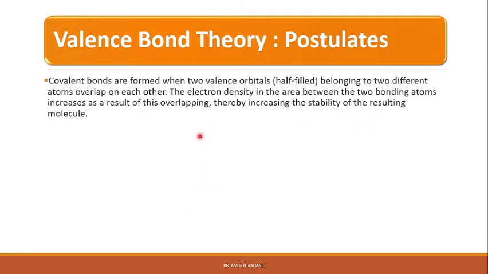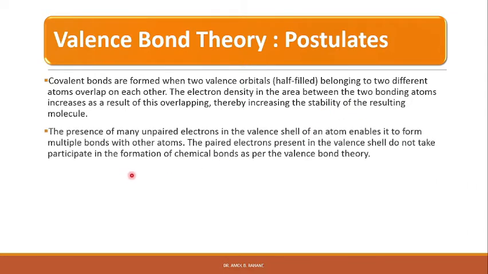So let us see the postulates of this theory. Covalent bonds are formed when two half-filled valence orbitals belonging to two different atoms overlap on each other. The electron density in the area between the two bonding atoms increases as a result of this overlapping, thereby increasing the stability of the resulting molecule. Another postulate is that the presence of many unpaired electrons in the valence shell of an atom enables it to form multiple bonds with other atoms. The paired electrons present in the valence shell do not participate in the formation of the chemical bond as per the valence bond theory.